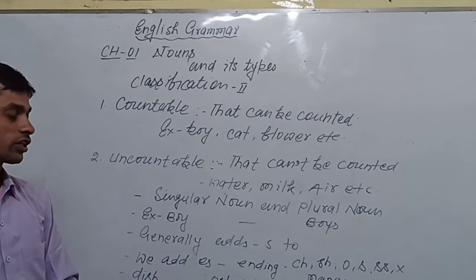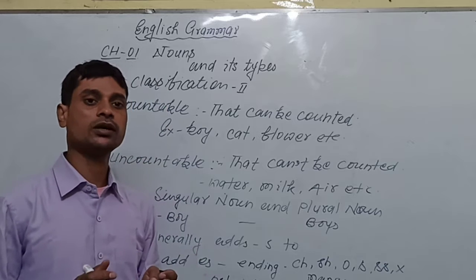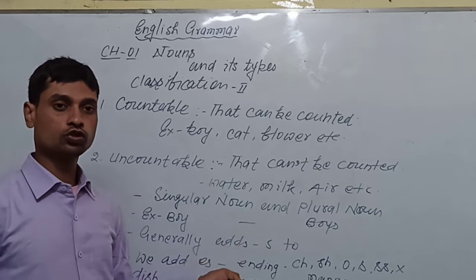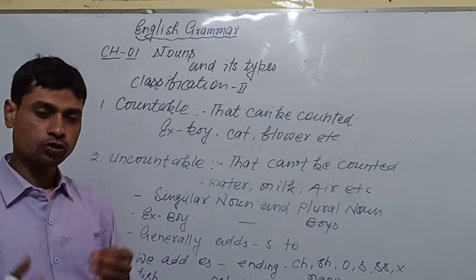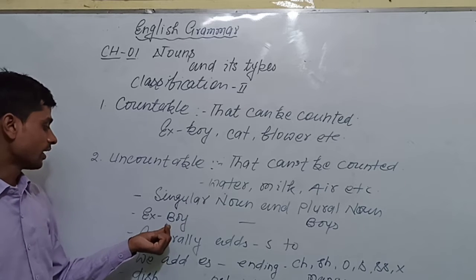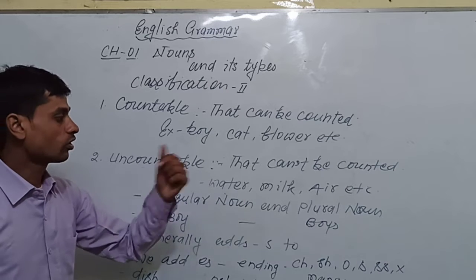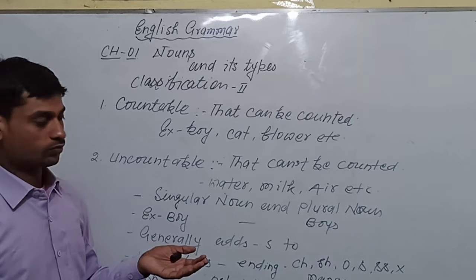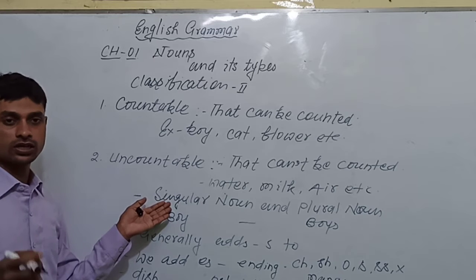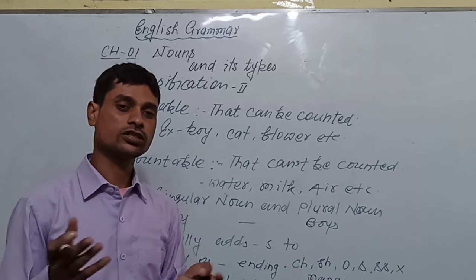Now it is very important to know about the singular noun and plural noun, and how we can make singular into plural. So there are some rules, so you can understand easily. Now first we also know about singular and plural nouns. What is singular noun and plural noun? So a noun that indicates one person, one thing, one animal, that is called singular noun.